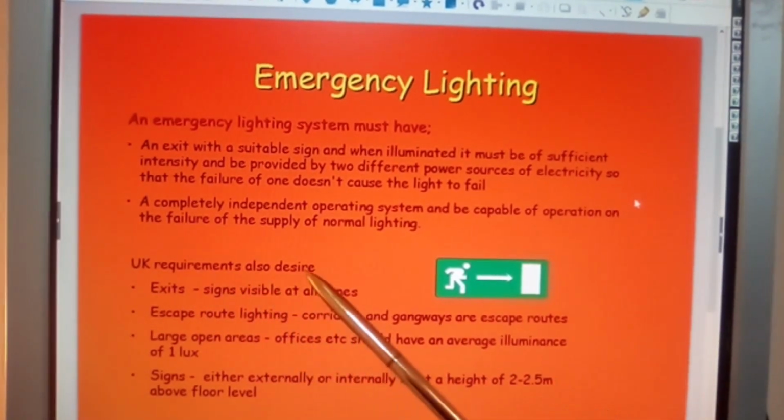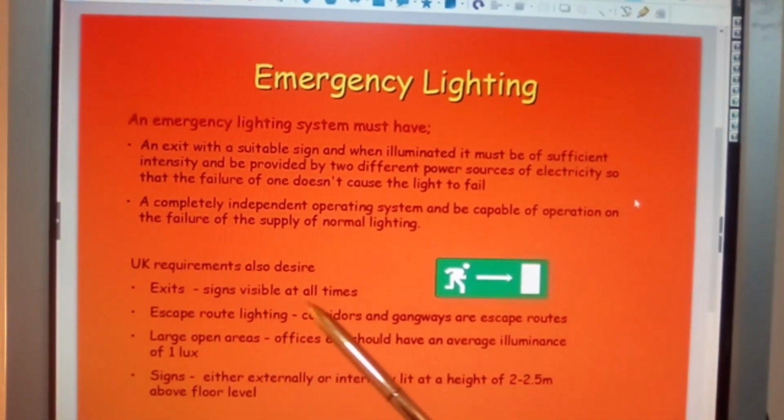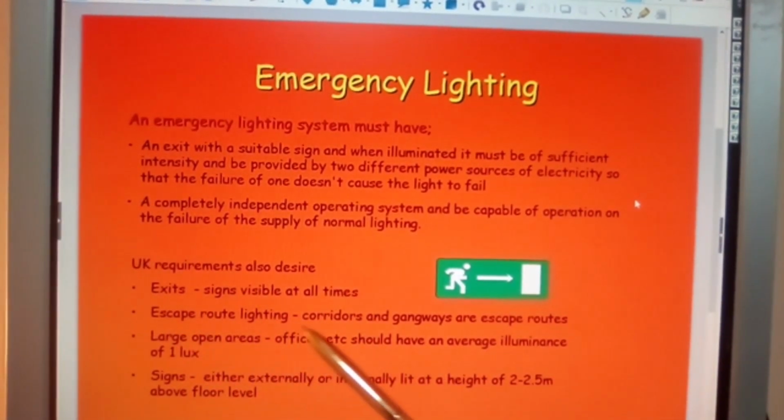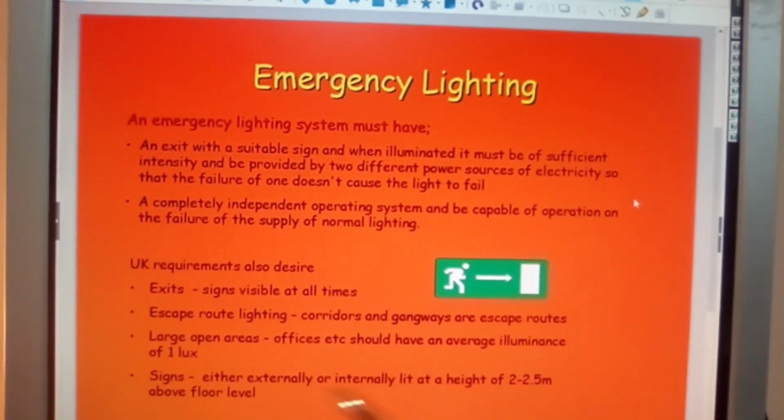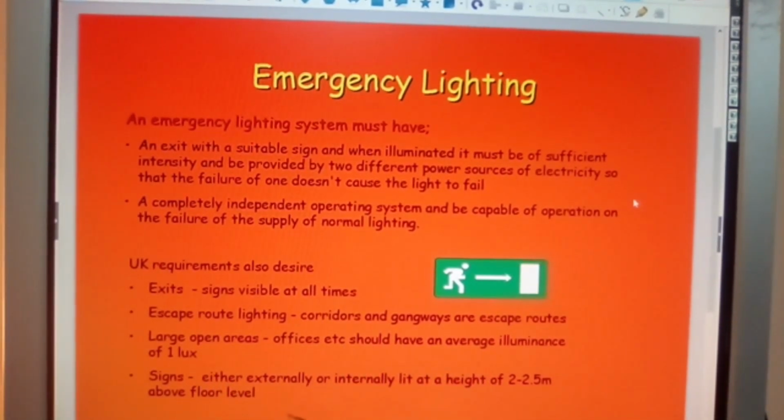UK requirements also desire exit signs visible at all times. Escape route lighting: corridors and gangways are escape routes. Large open areas, offices, etc. should have an average illuminance of 1 lux. Signs either externally or internally lit at a height of 2 to 2.5 meters above floor level.